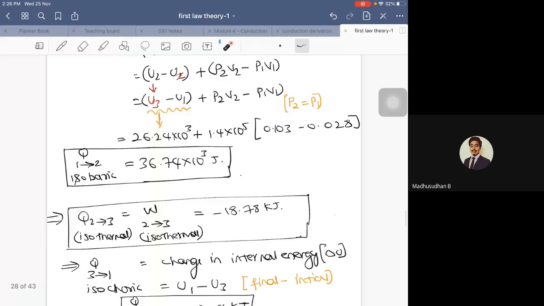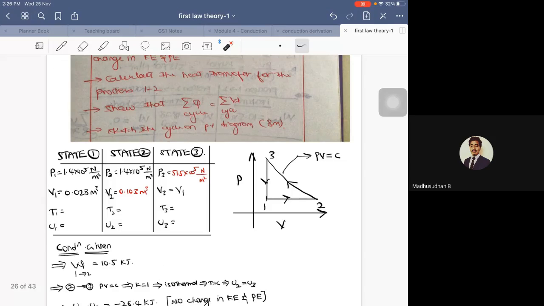Now I want the value of heat flow for the process 3 to 1, which is isochoric. Now what is the value? How to calculate the heat flow for process 3 to 1, which is the isochoric?